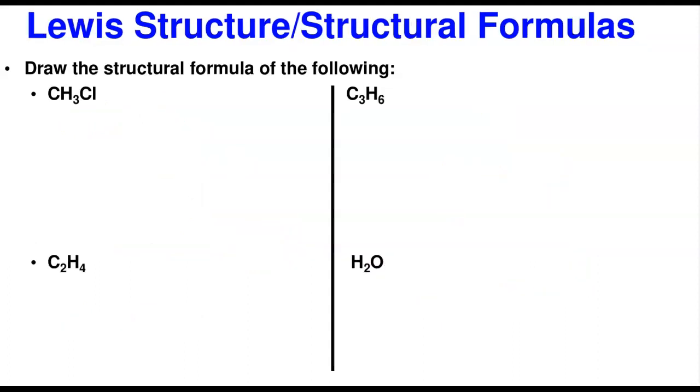Now let's draw the Lewis structure of these ones. For these ones, I'm not going to have any recourse to counting the electrons at all. I'm going to show you another way of doing this. Some of these are written in what we call the condensed structural formula. These are all written in condensed structural formula.